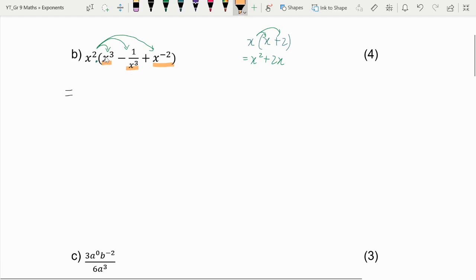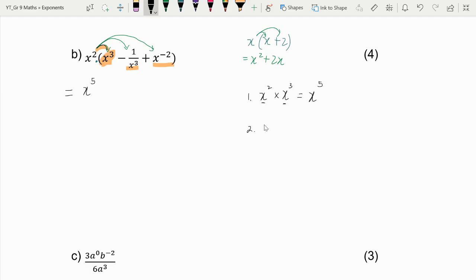So when we multiply the first ones, the x squared is being multiplied by x to the power of 3. We can do that. If we multiply those two, our bases are the same and we add our exponents. So if we multiply those two, then we get x to the power of 5. Now we're going to have to multiply. So that's the first thing that we did.